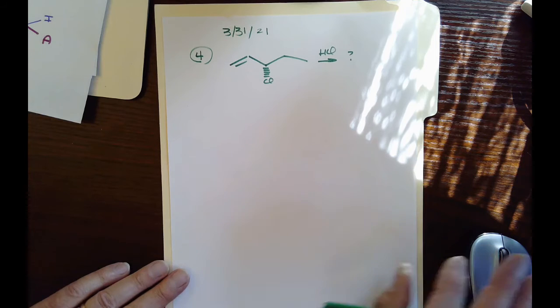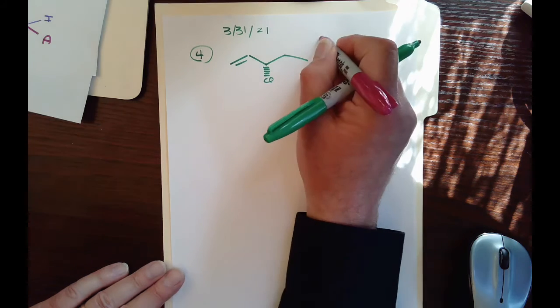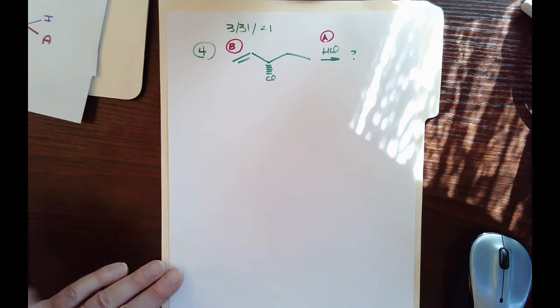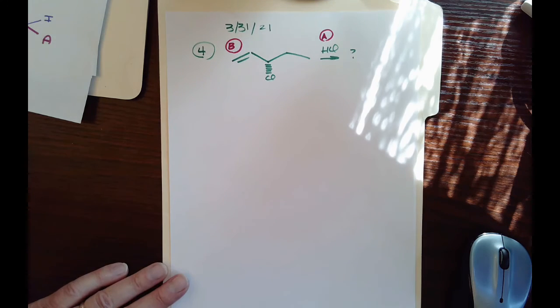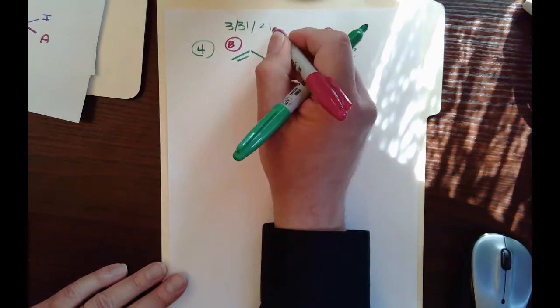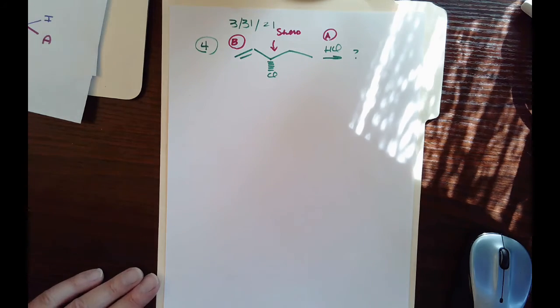So here we go to number 4. Again, we have the same thing. We have an alkene, we have HCl, and we learned that basically this is an acid, this is a base. The reaction generates a carbocation. We have a stereocenter here. So let's see what we can learn from this reaction.